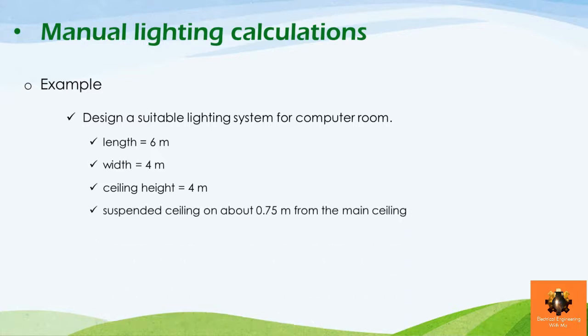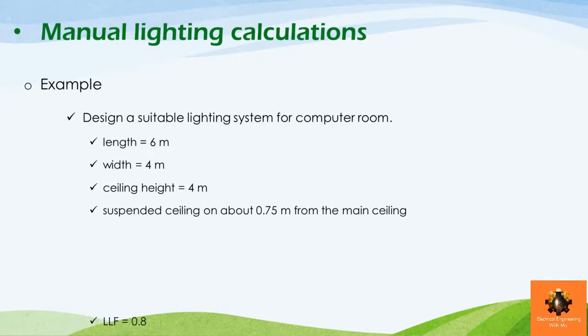But the luminaires are not installed directly on the main concrete ceiling of the room, as we have a suspended ceiling which lays on a length of 0.75 meter from the main ceiling. So the suspended ceiling goes down from the main ceiling on a length of 0.75 meter. So those are the required dimensions of the room.